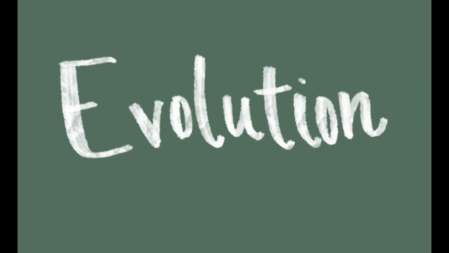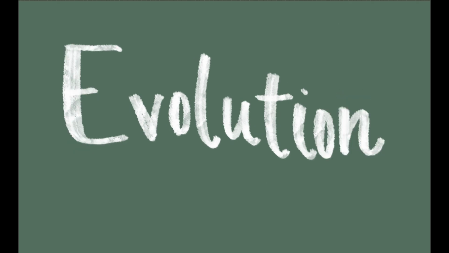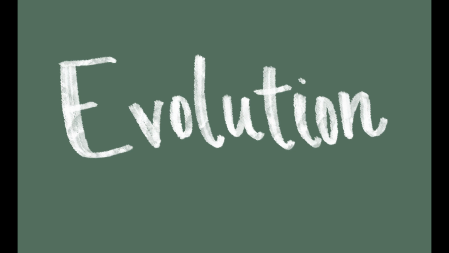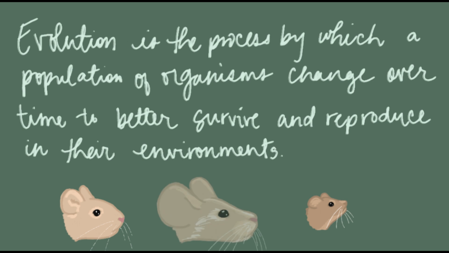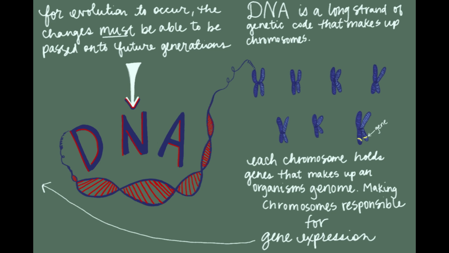Today we are going to talk about evolution and how species evolve over time. First, let's take a look at the definition of evolution. Evolution is the process by which a population of organisms change over time to better survive and reproduce in their environments. For these changes to occur, there has to be something for this change to act upon and be passed to future generations. This is where DNA comes in.